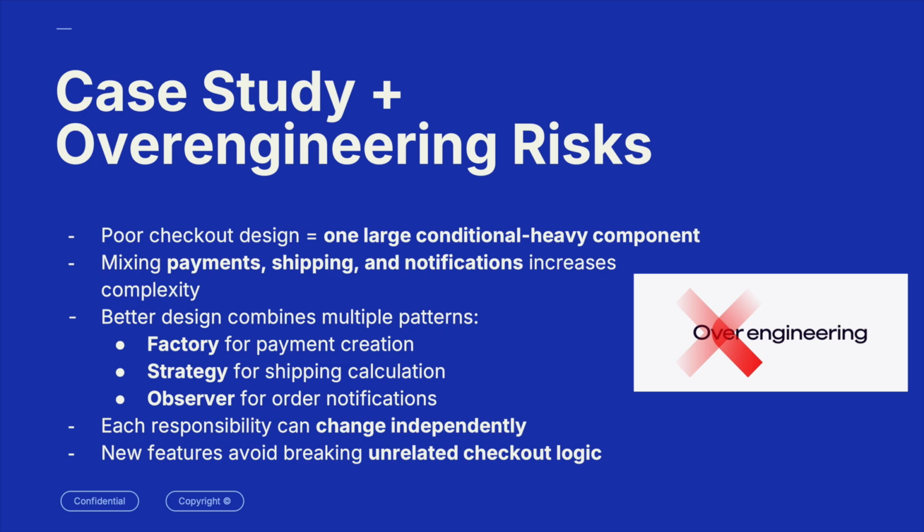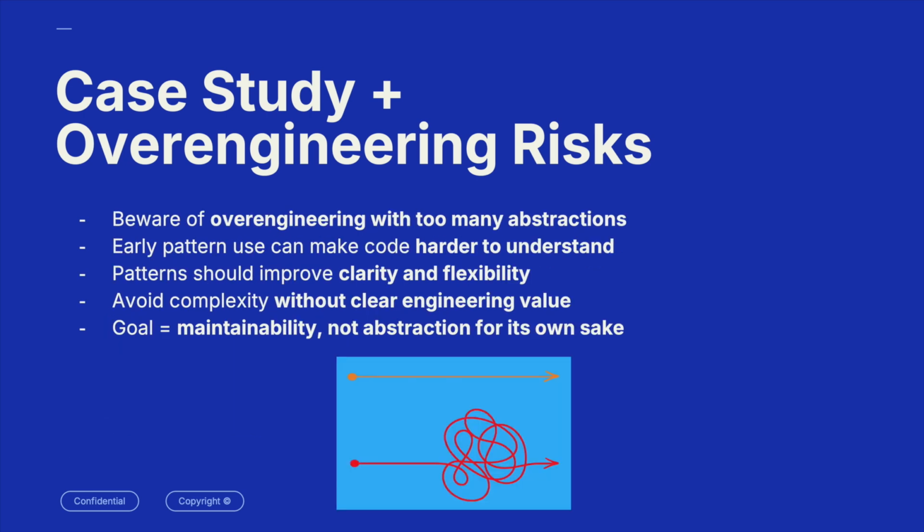For example, adding a new shipping method should not require changes to payment logic, and notification services should remain separate from checkout processing. However, software engineers must also recognize the risk of over-engineering. Adding too many abstractions too early can make the code harder to understand than the original problem. Patterns should improve clarity and flexibility, not introduce complexity for its own sake. The goal is maintainability, not complexity introduced without clear value.